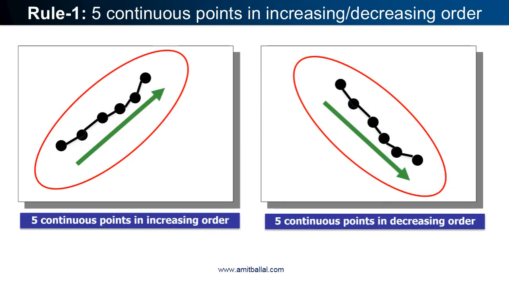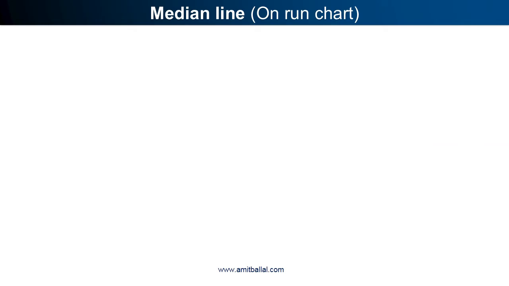Rule 1. If 5 continuous points are in increasing or decreasing order, we can consider there is a presence of special cause. For application of other rules, we need to add a median line on the graph. Median is the middle value of the data. Let's understand it through some examples.